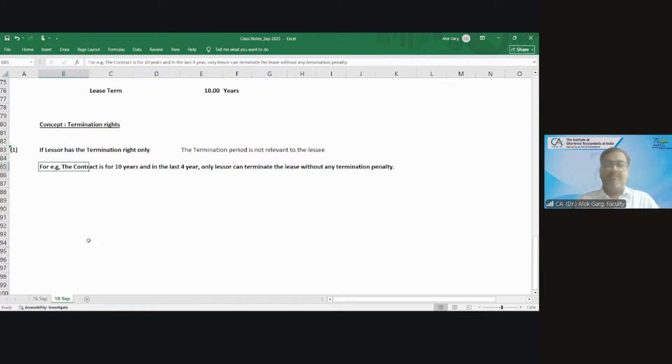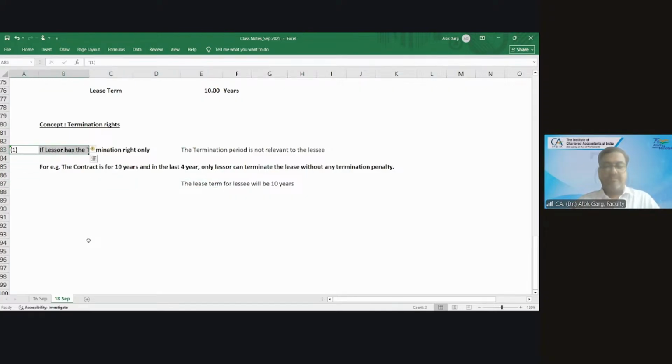So in this case, what is the lease term? In this case, the lease term for lessee will be, what is the lease term for lessee? It will be 10 years.